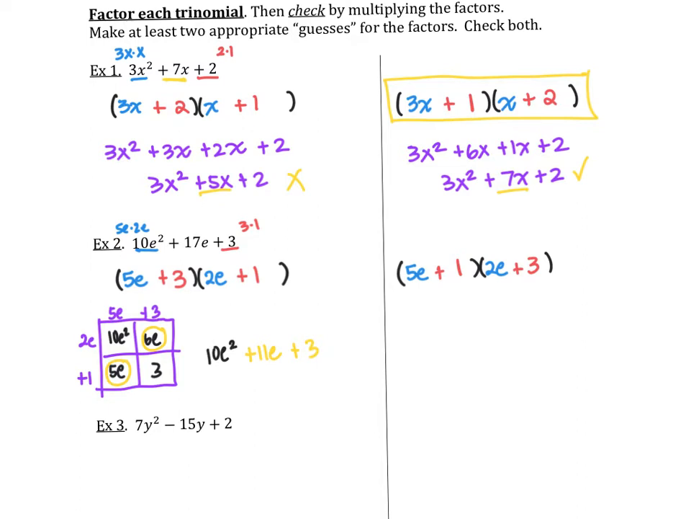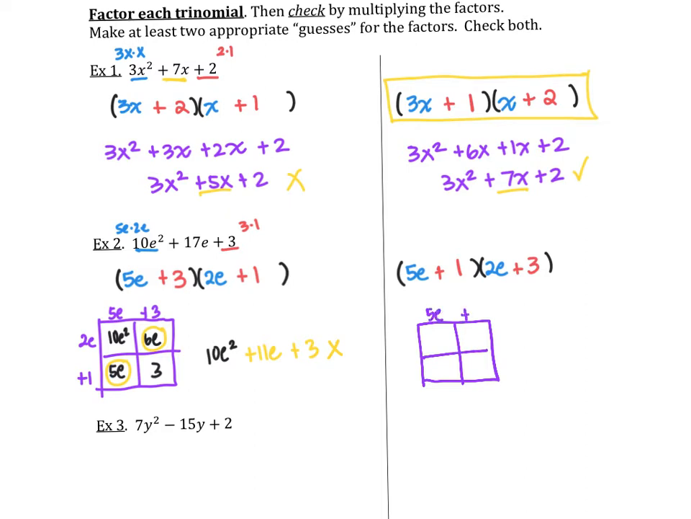Is that what I wanted? No, I wanted a 17e. Okay, so this isn't right. Hopefully the next one's right. If it's not right, I'm going to have to make a third guess. Okay, I'm going to check with the box method, but again, you're welcome to distribute if that's your preferred method, as long as you show your work.